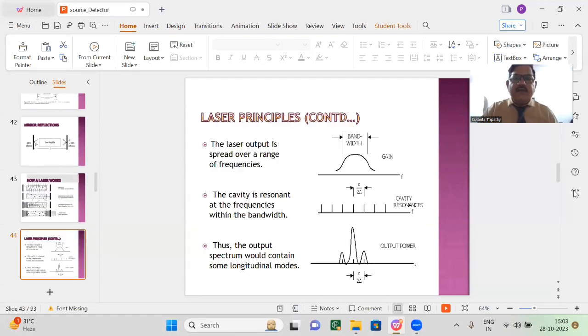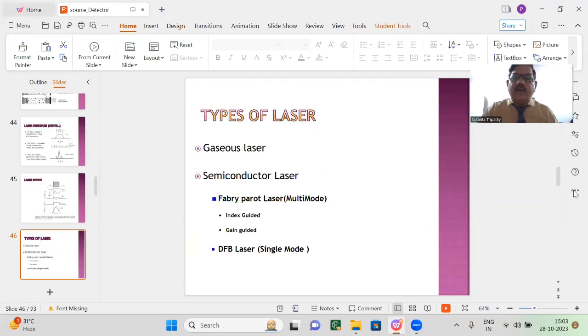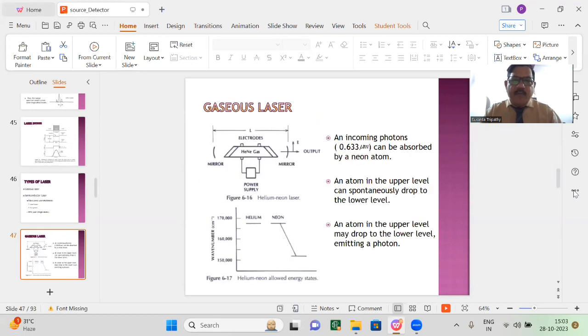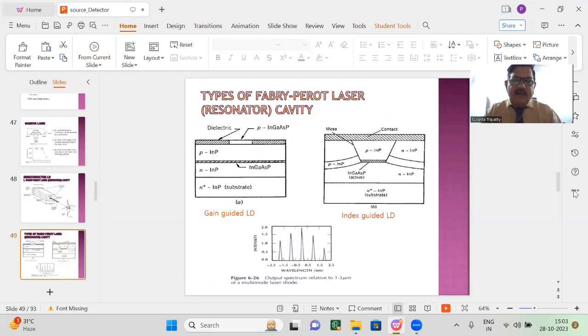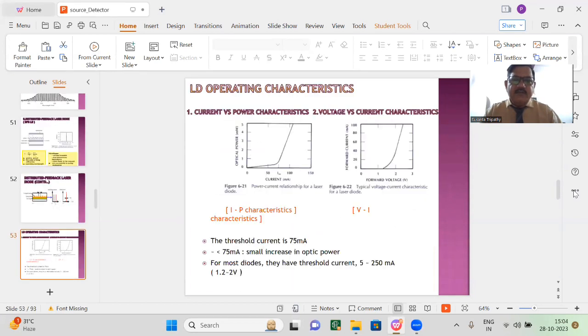So we will start this next lecture of the lecture series about the fiber optic laser source. In the last lectures, we have explained the different types of LEDs, and also the basic principle of lasers and the different types of lasers like gas lasers, semiconductor lasers, distributed feedback lasers, and so on.